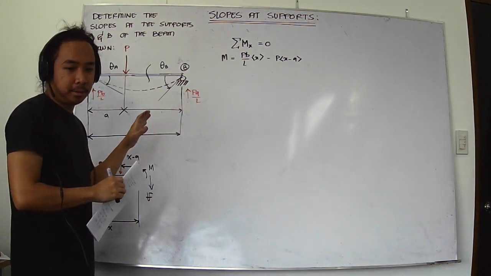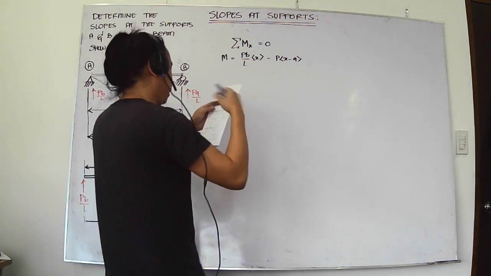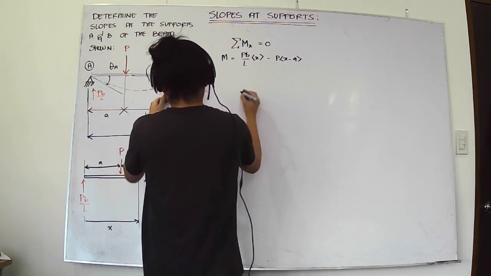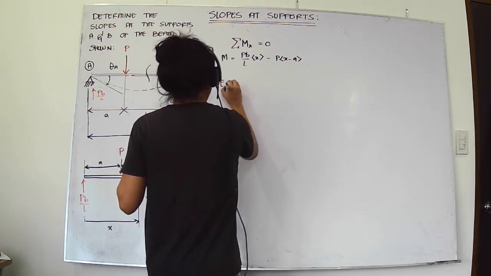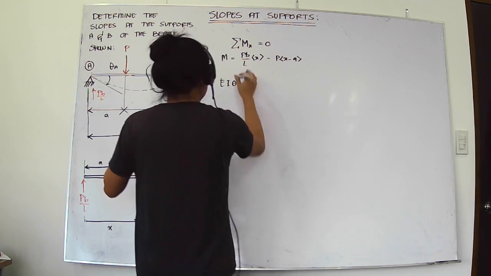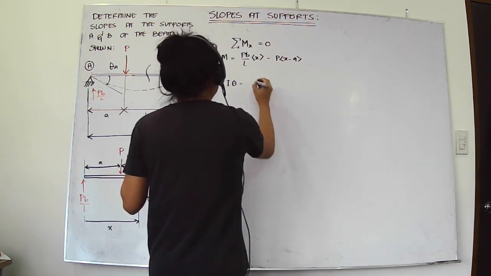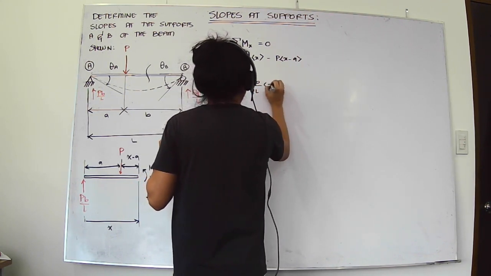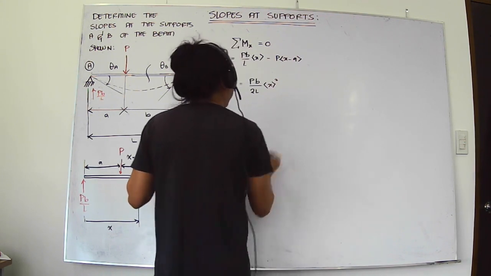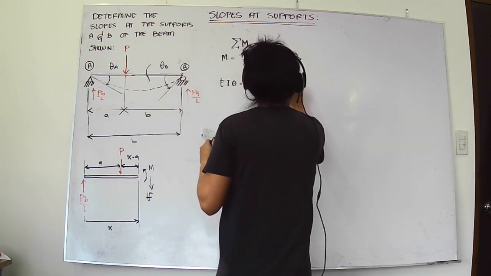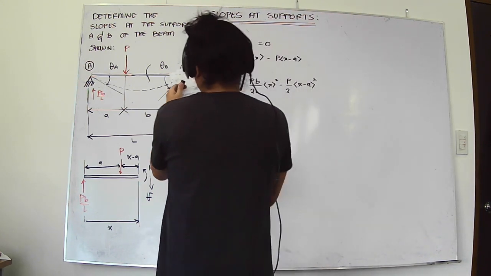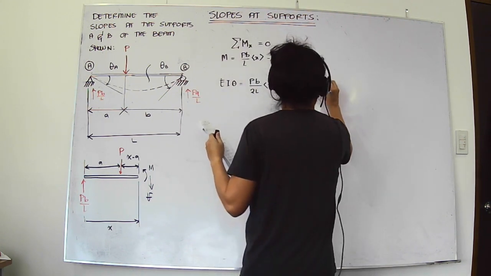Double integration is our approach. Double or direct integration, still the same. So in this case, we have EI theta, we integrate this. That should be PB over 2L X squared, minus P over 2 (X minus A) squared, plus C1.